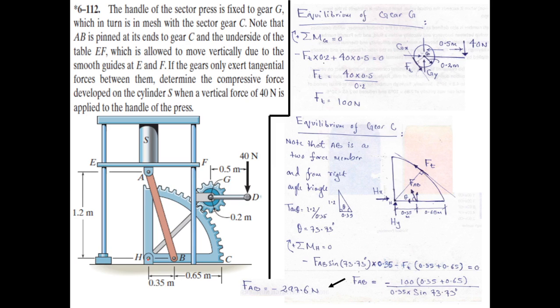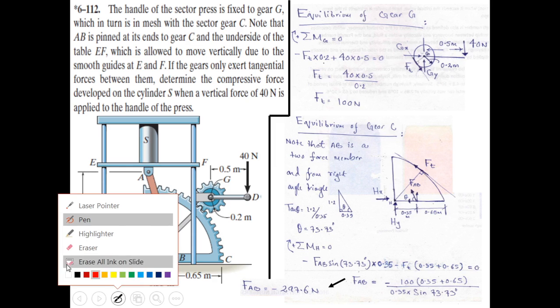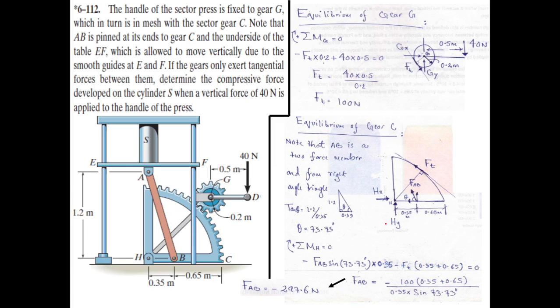We know that this is 0.35, okay, and this distance is 1.2. So this angle is theta that we are calculating, and we can calculate it from the value of tangent. So tangent theta is perpendicular upon base, which comes out to be 73.3. And now we realize that Hx and Hy are again not important for us. So we need to calculate the compressive force exerted at the cylinder. So this Hx and Hy is again unimportant for us.